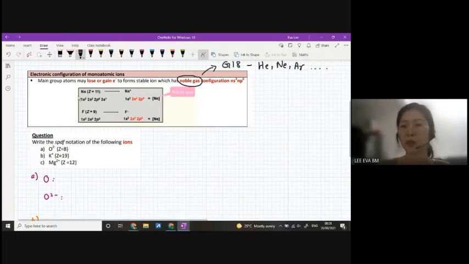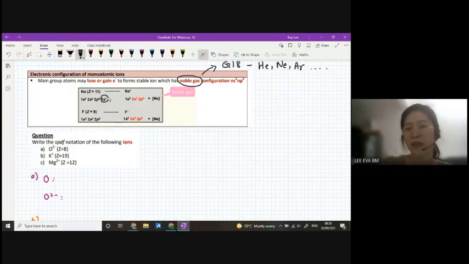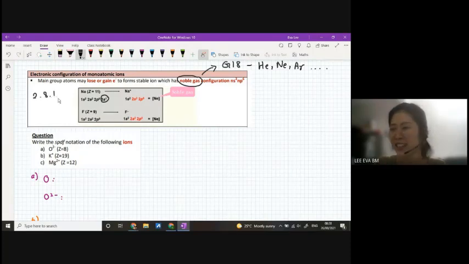For example, sodium, proton number 11. You have one valence electron, so after donating one electron, you will achieve the noble gas configuration of neon. This configuration is the same as neon, and you form Na+ after donating the electron. This is also something you have learned before in secondary school: 2.8.1. After removing this one electron, you achieve the octet. It's something similar, but now at this level you are going more in depth.